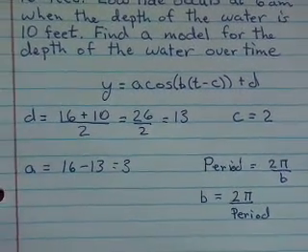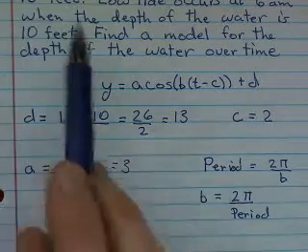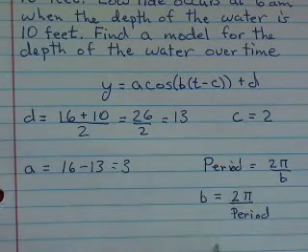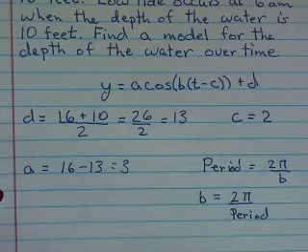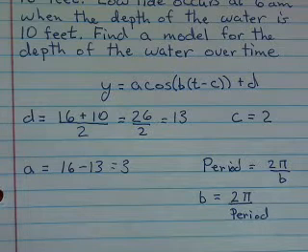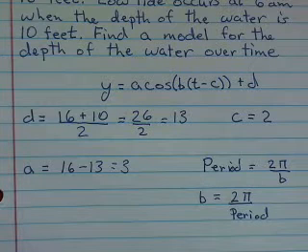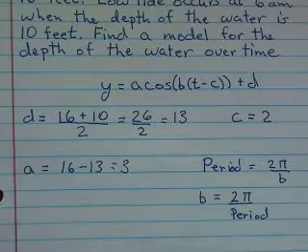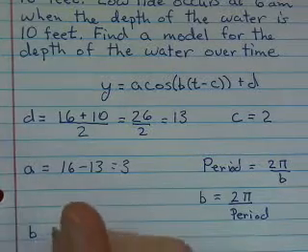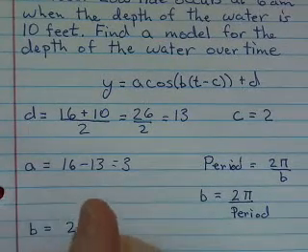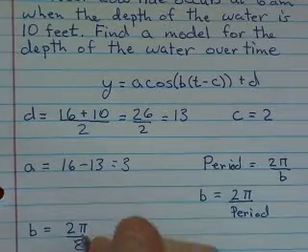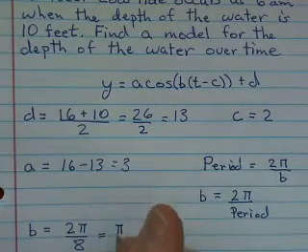Well, think about it. At 2 a.m. we have high tide. At 6 a.m. we have low tide. That's 4 hours to go from high tide to low tide. Well, that's half of a period, because it's got to get back to high tide to call that a full period. So we just double it. So 8 hours. So B is equal to 2 pi divided by 8, so that's pi over 4.